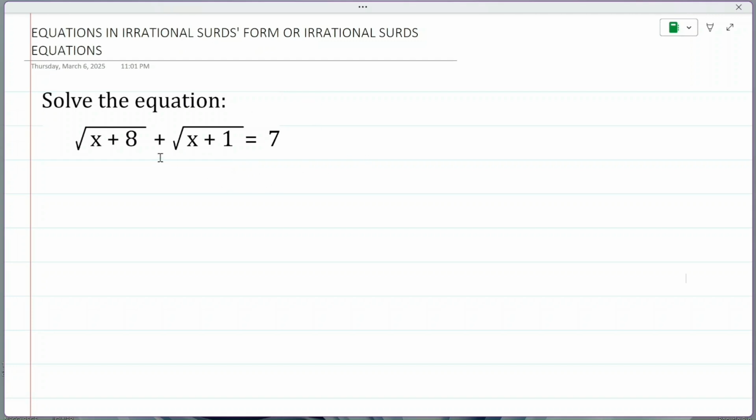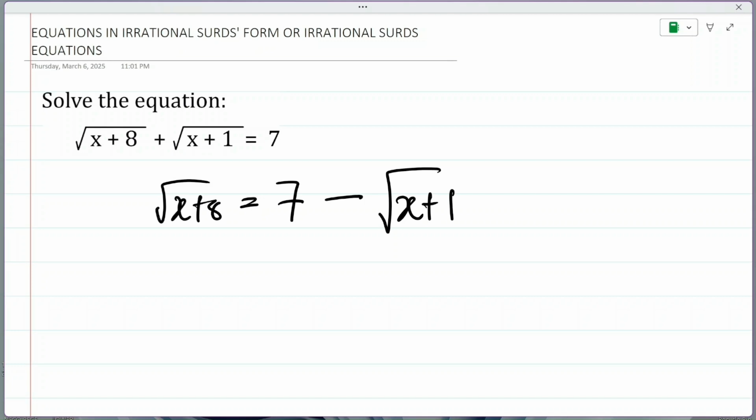I prefer taking the plus root x plus 1 to the other side before squaring it. Doing it this way is just to make your work easy, because squaring both sides at this point makes it a bit complex. So let's take the plus square root x plus 1 to the right. So we have square root of x plus 8 equals 7 minus square root of x plus 1.